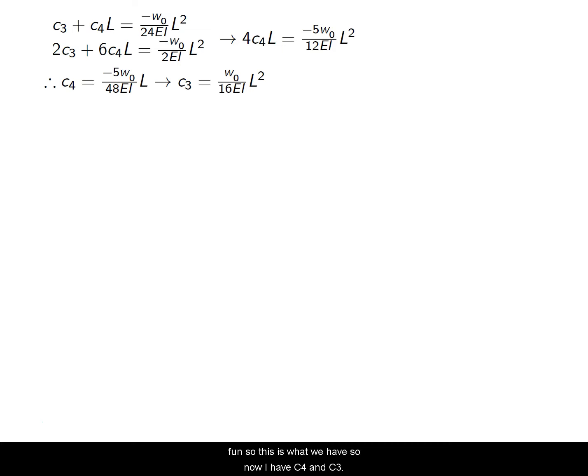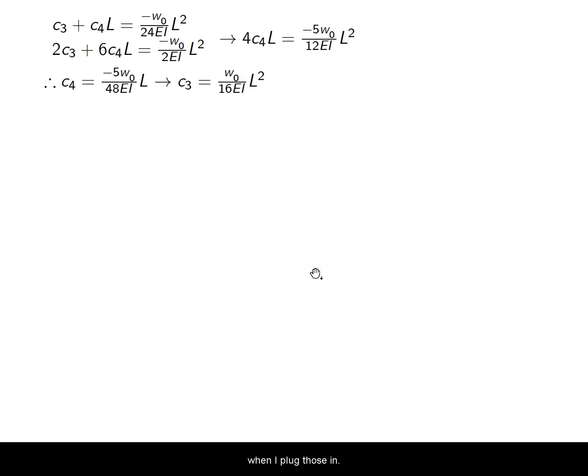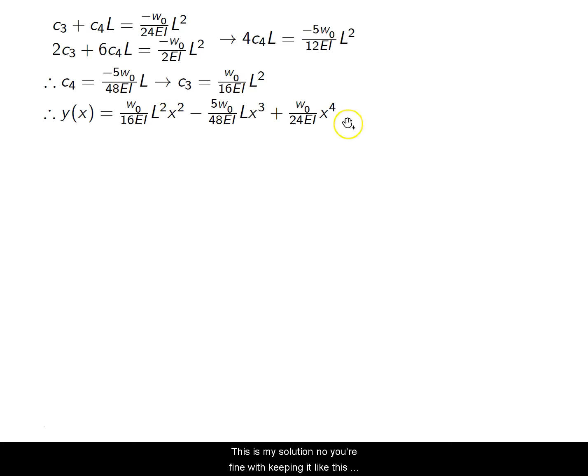Anyways, so this is what we have. So now I have C4 and C3. If I go back to my equation, which you guys should have readily available, this is what I have here. C1 and C2 are gone. Now I have C3 and C4, and this is just a constant, right? So when I plug those in, this is my solution. Okay, now you're fine with keeping it like this, that's fine.